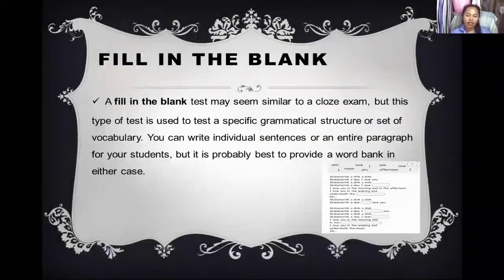And here we go, the fill in the blank. So how does fill in the blank help us? Well, like what I said earlier, it is similar to the cloze exam, but in terms of fill in the blank, this type of test is specifically on the grammatical structure and also the set of vocabularies given on the test. So it's the same, they have a paragraph or sentence, and the student has to think what is the provided word for the certain blank.